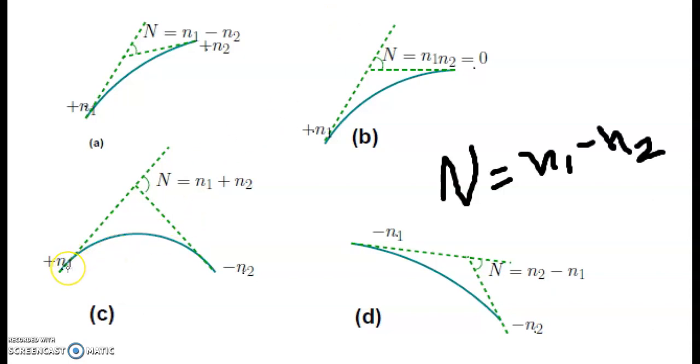If you take, this is the typical form of vertical curve. One is rising gradient, one is falling gradient. N is N1 minus N2. Here we have the downward gradient. So the deviation angle N is equal to N1 plus N2.